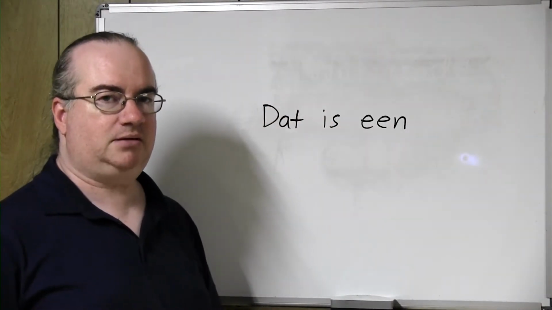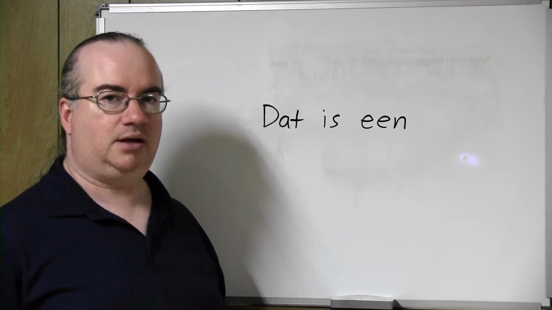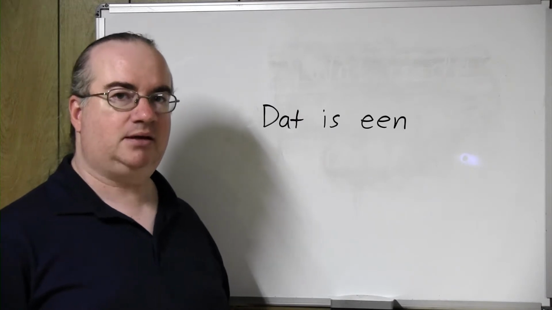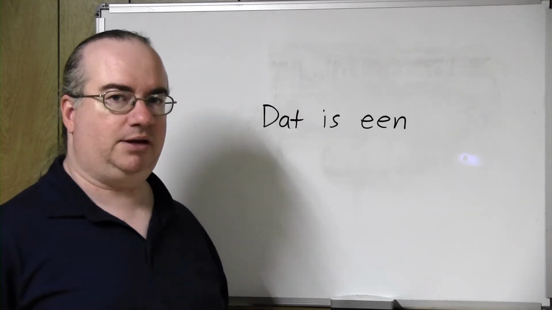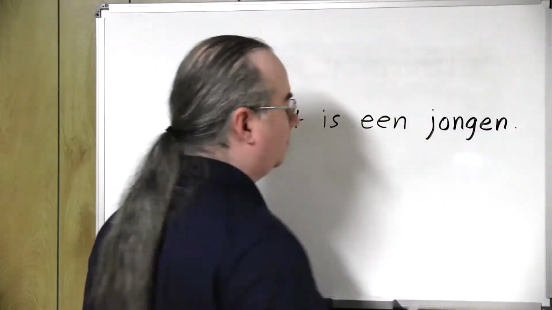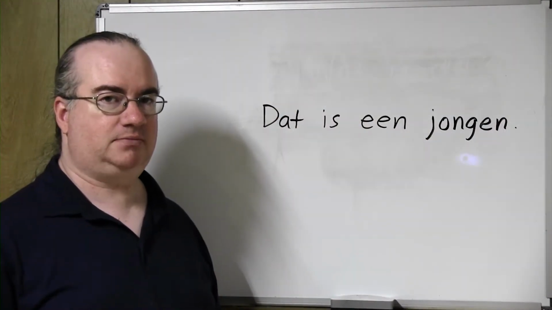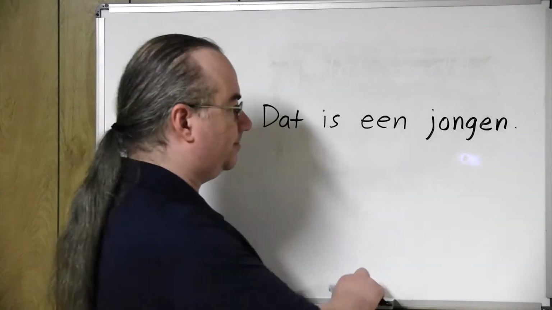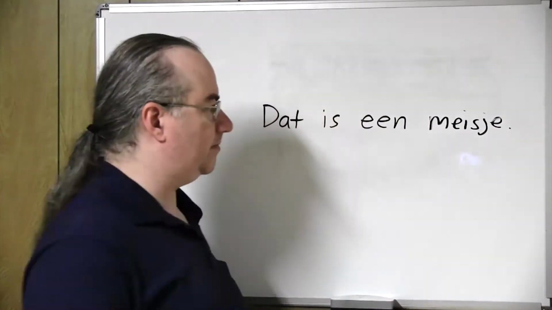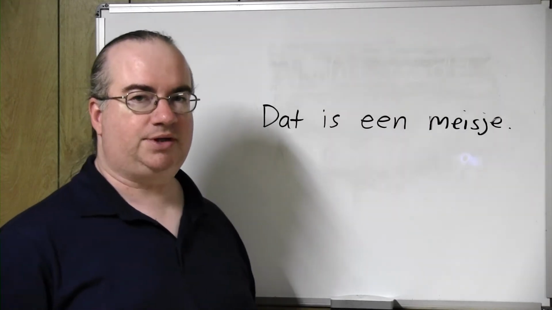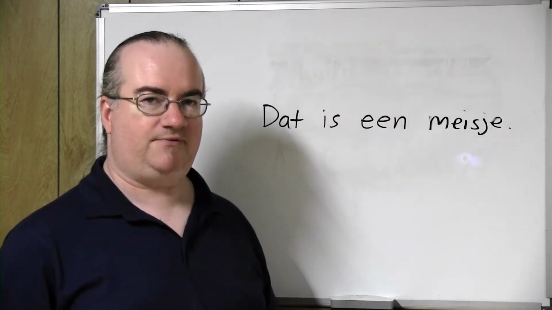Remember last lesson, we talked about jongen and meisje. So if someone says, what is that? And I see a boy, then I can say, dat is een jongen. Simple as that. Or if it's a girl, I can say, dat is een meisje. The same thing with man and vrouw.